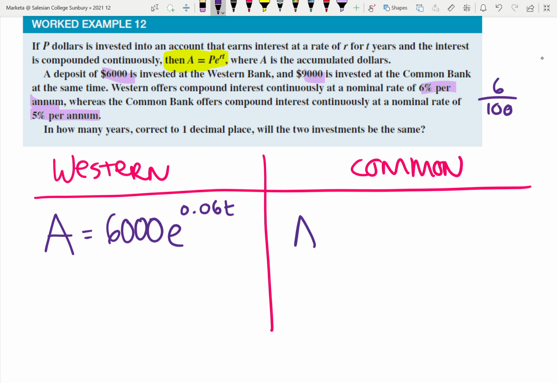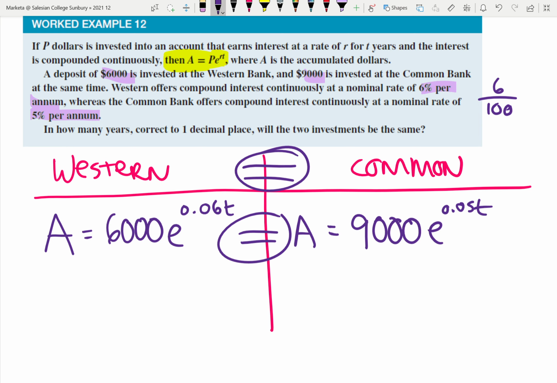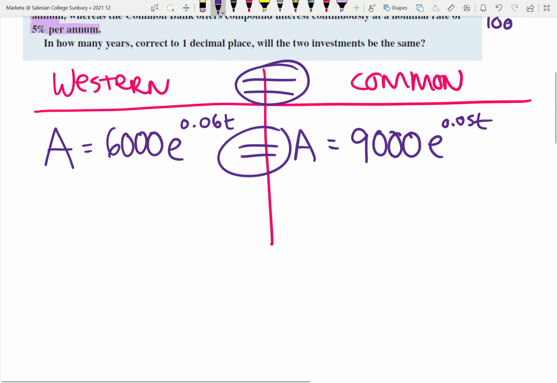Now remember, we're investing a different amount in Common Bank, and that is $9,000. And our interest rate here is 5%, so it must be 0.05 t. So these are our two equations. So let's see, in how many years, correct to one decimal place, will the two investments be the same? Okay, so when they're the same, it must be that we're going to be equating them. So this is simultaneous equations.